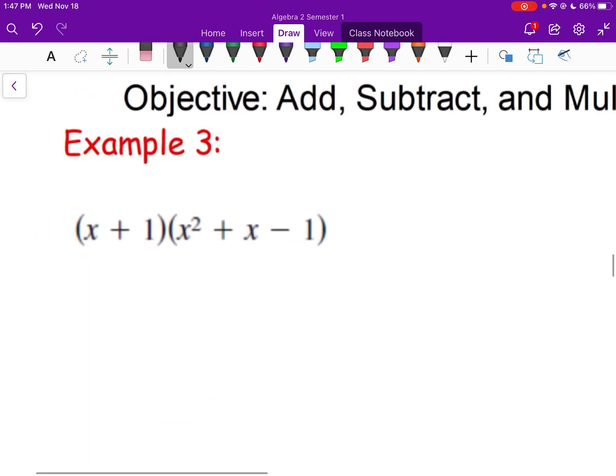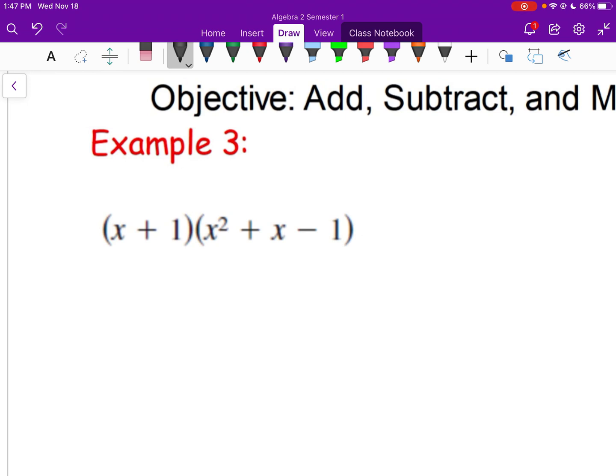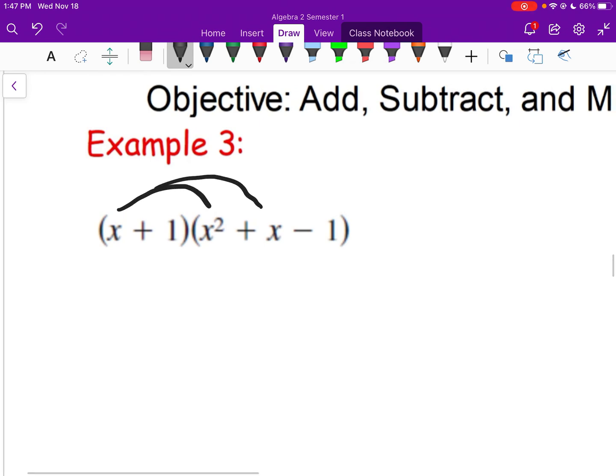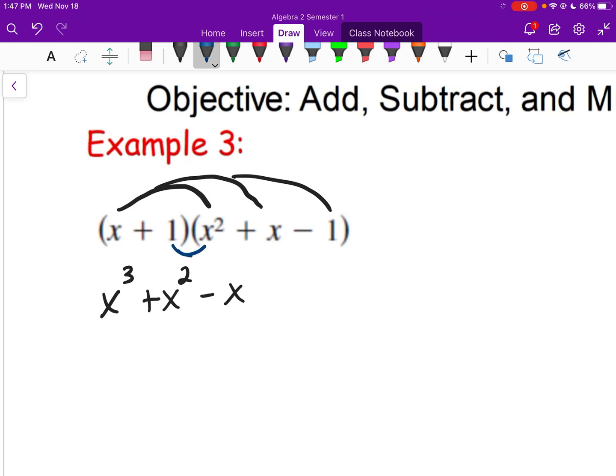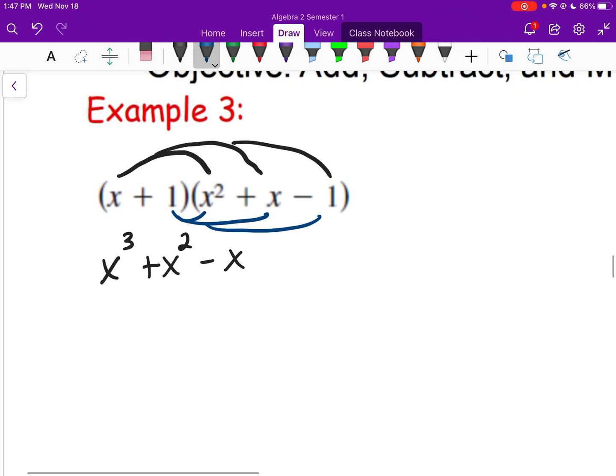All right, so multiplying. You could have a binomial times a binomial. Here we have a binomial, because there's two terms, times a trinomial. We're still going to use that same idea as FOIL. It's obviously not FOIL now, but you need to distribute that x to each term. So x times x squared, you're going to get x cubed. X times x, x squared, x times -1, minus x. Now we need to distribute the 1. So then we got plus x squared plus x minus 1.